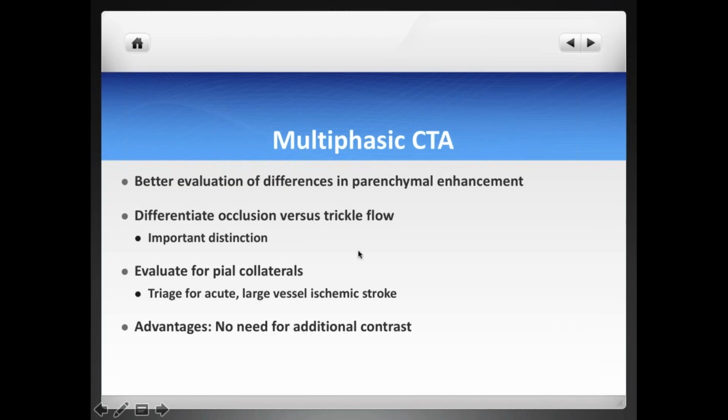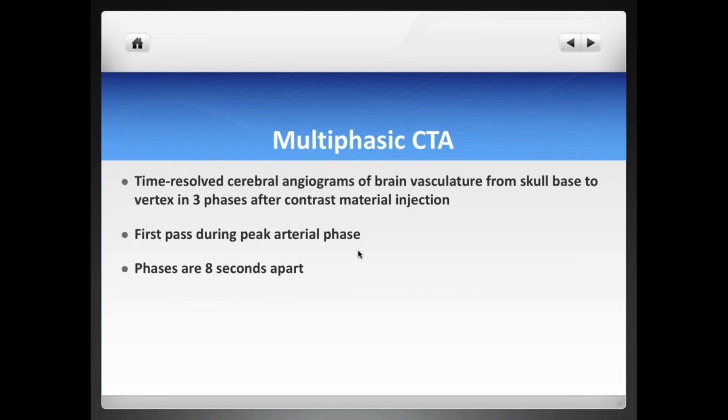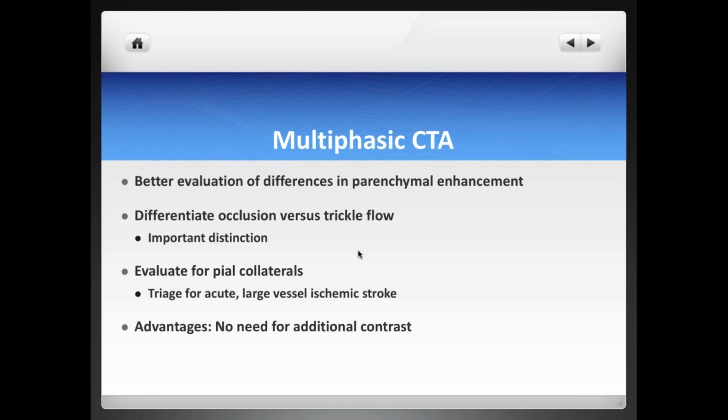So, the argument for multiphasic CTA is that it provides you a better evaluation of that parenchymal enhancement in order for you to assess collaterals. And that evaluation of collaterals is an important triaging tool in determining which patients could benefit from revascularization and which patients will not. So in other words, a patient with good collaterals means that the patient can go on and have good outcomes if you were to reperfuse the patient. So, the advantages of multiphasic CTA compared to CT perfusion, basically, you do not need an additional contrast.